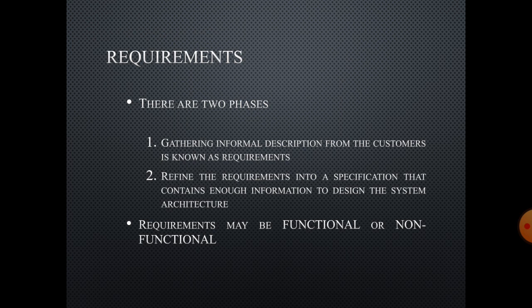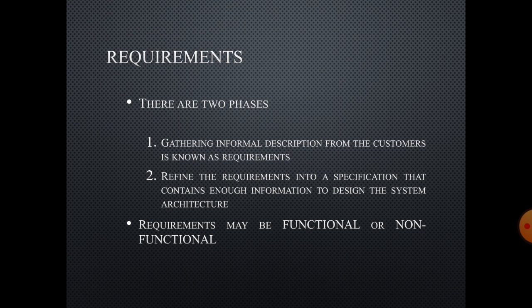Next is the requirements. That is the first level of abstraction. There are two phases that happen in the requirement. Gathering the informal description from the customer is known as requirements. Second, refine the requirement into a specification that contains enough information to design the system architecture.